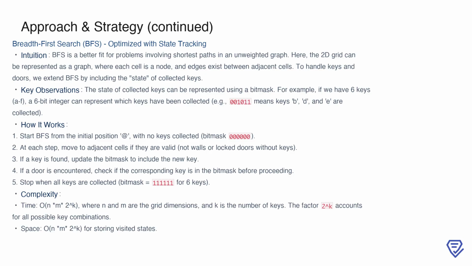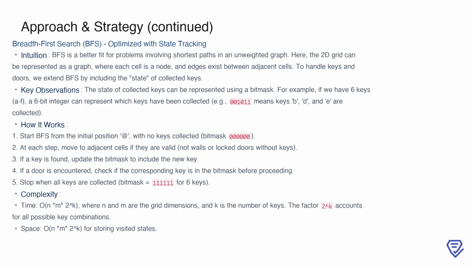For instance, with 6 keys, a 6-bit integer can track which keys have been collected, such as 001011 indicating that keys B, D, and E are in hand. The process begins at the starting symbol with no keys collected, represented as 000000. At each step, we explore adjacent cells, avoiding walls and locked doors unless we hold the corresponding key. When a key is found, the bit mask is updated to include it. The algorithm terminates once all keys are collected, which corresponds to a bit mask of 111111 for 6 keys.